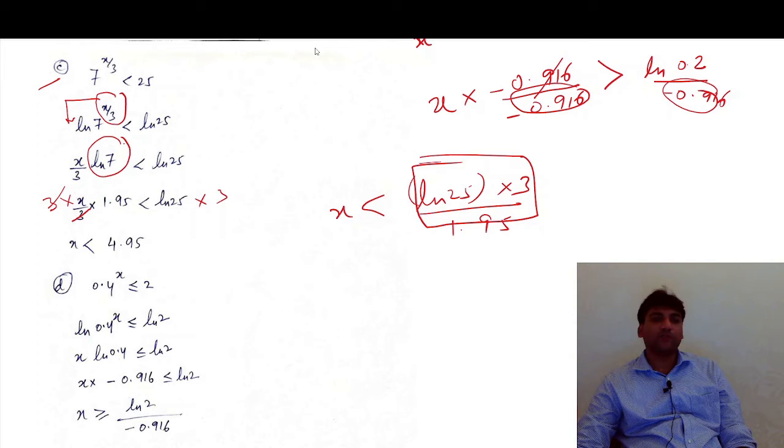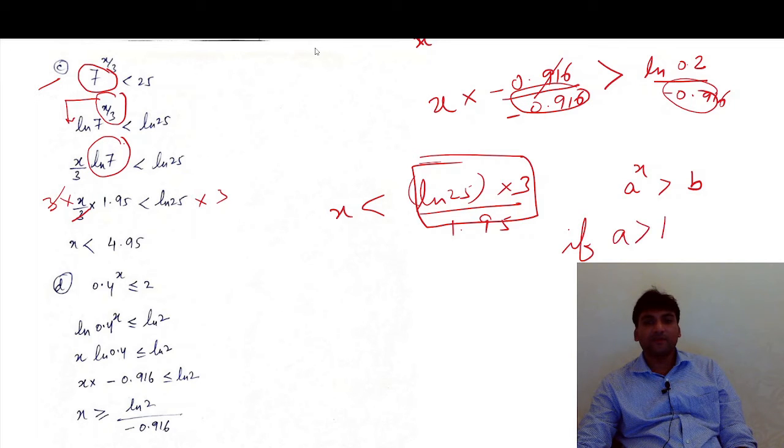So that is 4.95. Here also we have seen, if the base is like 7, this was greater than 1, so the inequality sign didn't change, right? So we are understanding something, my dear. When we are having a to the power x greater than b or less than b, but if a is greater than 1, then no inequality sign change, right? We have to retain our inequality sign, whether less than, so we will keep less than.